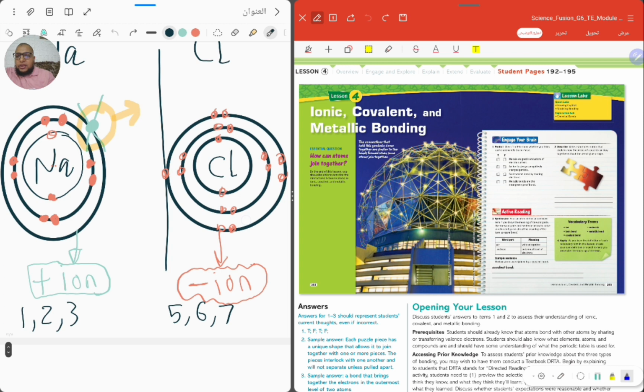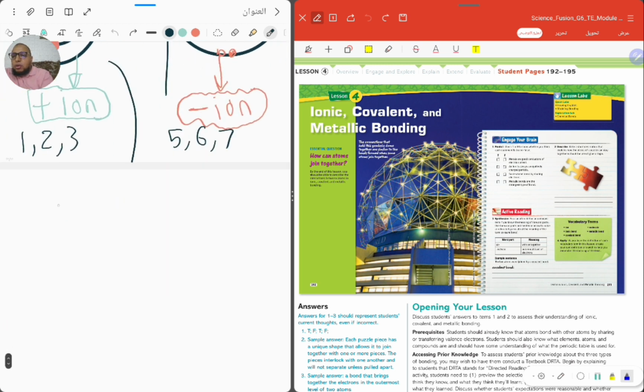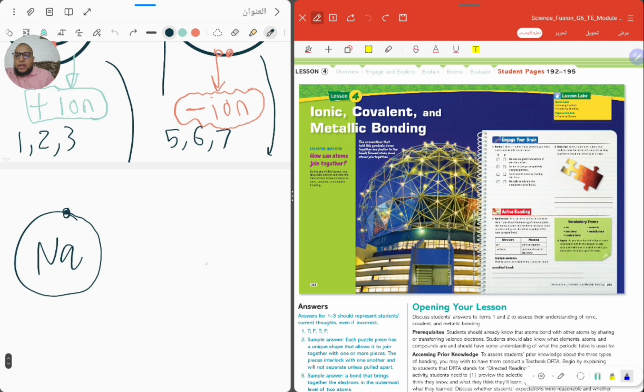If you remember, sodium has the first level 2, second level 8, and last level 1. I will draw it here, only Na and 1. So you will understand that is the valence electron, not the whole Bohr model. Valence electron only. Don't forget that. What about chlorine? I will write it Cl: 1, 2, 3, 4, 5, 6, and 7. I will draw that.